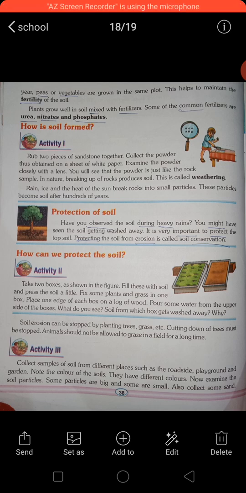Rain, ice and the heat of the sun break rocks into small particles. Got it? These particles become soil after hundreds of years.